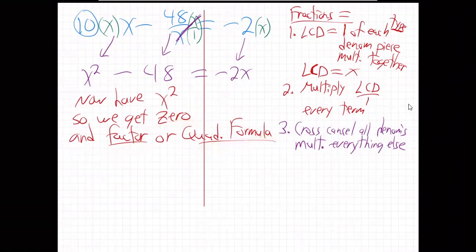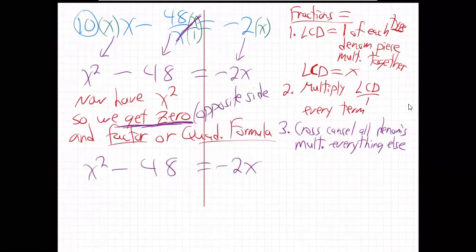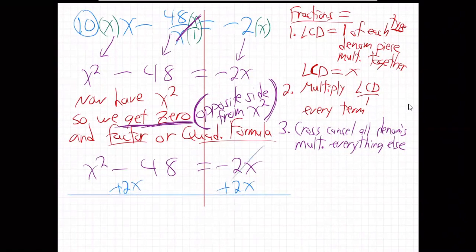So I'm going to get a 0. I'm going to bring this down here. X squared minus 48 is minus 2x. So first step, get a 0. What do I mean get a 0? Get a 0 on the opposite side from x squared. So in other words, I want to get 0 over here. So I'm going to add 2x to both sides. And it cancels. See that? Gets our 0. Other side, it goes in the middle, right? That's the order: x squared, regular x, no x. We good there?